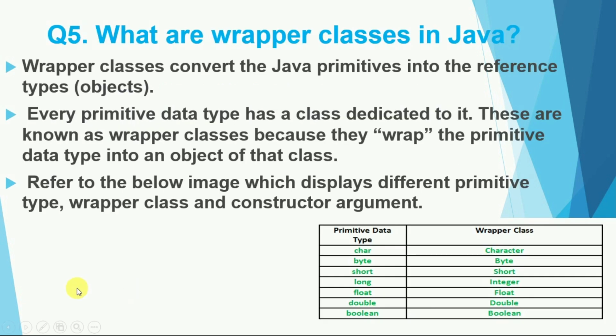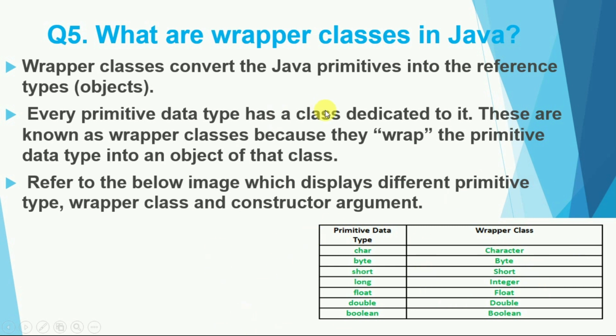Okay, so what are wrapper classes in Java? Wrapper classes convert the primitive data types. We have primitive data types in Java: char, byte, short, long, float, double, boolean. A wrapper class is responsible for converting the Java primitives into the reference type, and we can say objects.